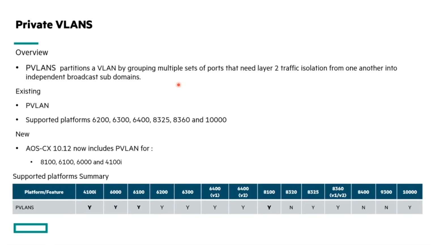Now on to private VLANs. Private VLANs partition a VLAN by grouping multiple sets of ports that need layer 2 traffic isolation from one another into an independent broadcast subdomain. Existing platforms that cover private VLANs are the 6200, 6300, 6400, 8325, 8360 and the 10,000. In this 10.12 software update, PVLANs are now supported on the 8100, 6100, 6000 and the 4100i platforms, and the details are shown on the table below.